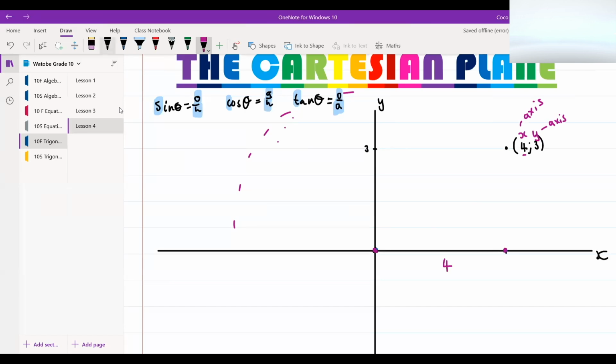If I draw that line from the origin all the way to there, that is my radius. Because this is parallel to the y-axis, the distance from here to there is 3. So if I've got an X value of 4 and a Y value of 3, this is my Y value and this is my X value. I can then use these to find theta.